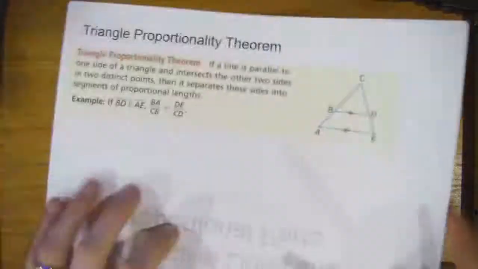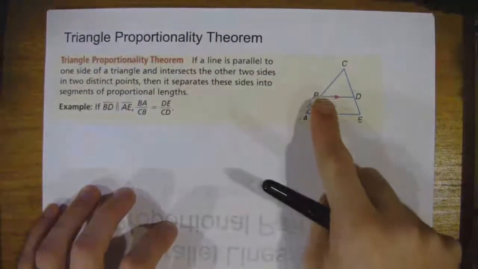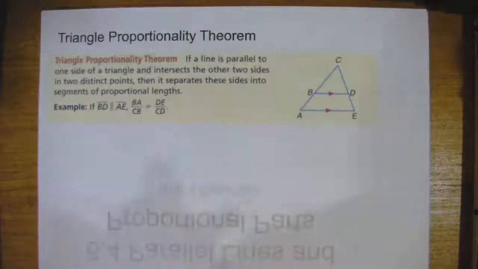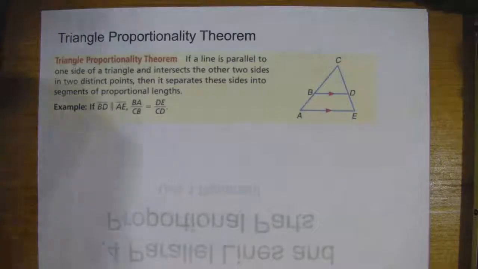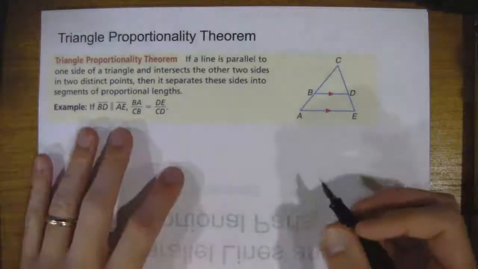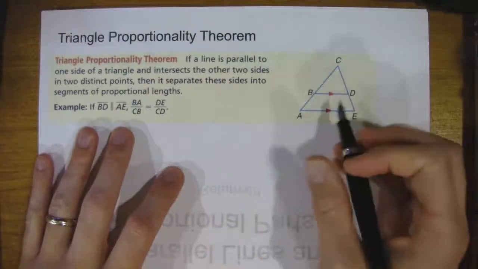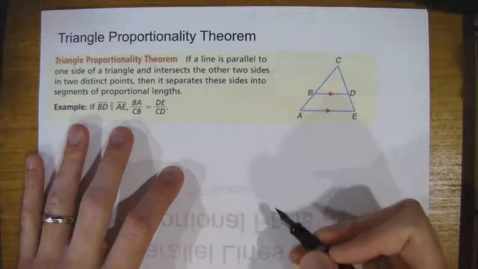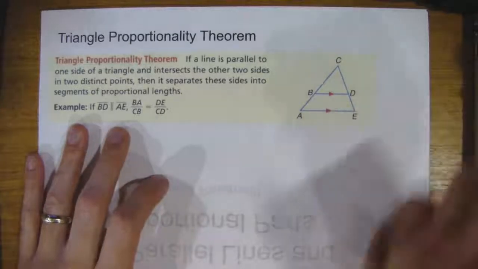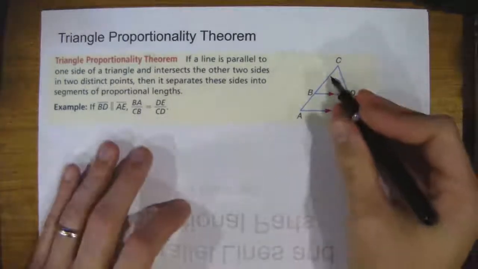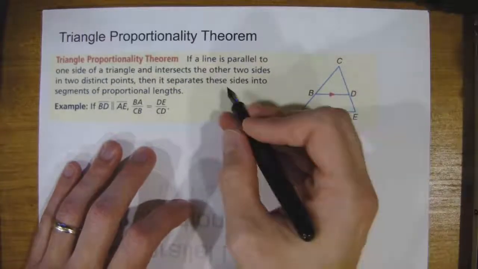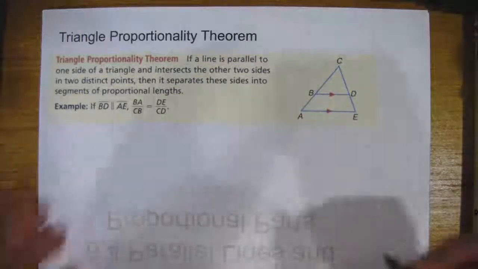What we're looking at are situations like what you see here, where we're dealing with triangles and parallel lines that are somehow cutting that triangle up. So the first thing we're going to look at is called the triangle proportionality theorem. Here's what it says. If we've got a line like BD that's parallel to one side of our triangle and intersects the other two sides in two distinct points, so for example, B and D in this case, then it's going to separate the sides, so for example, side AC and side EC, into segments of proportional lengths. So take a look.